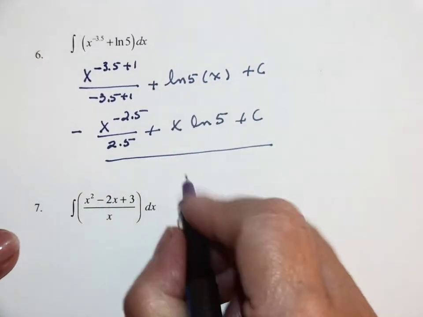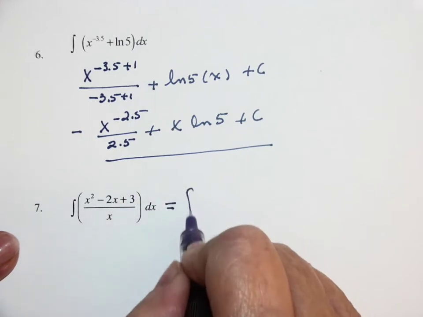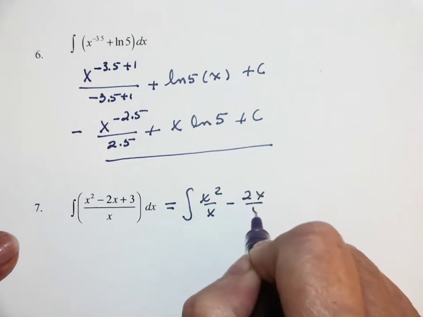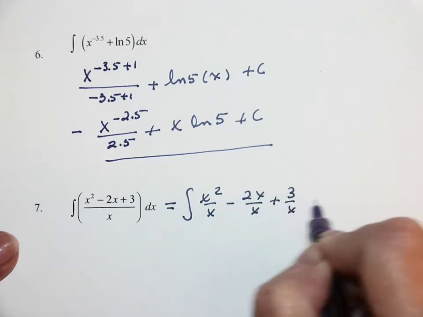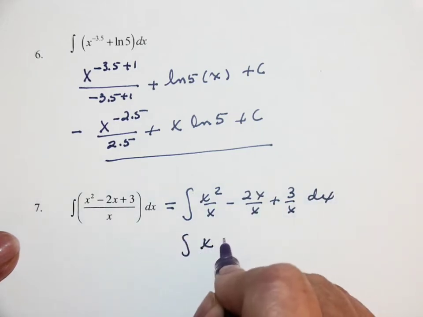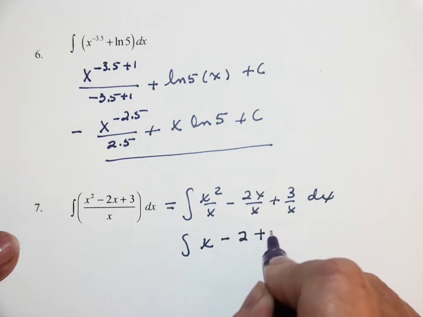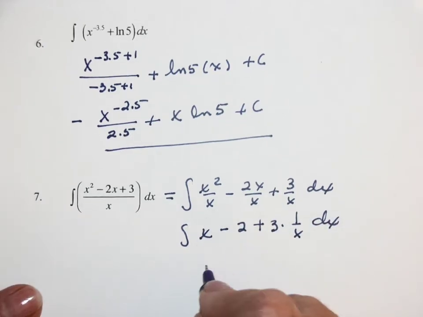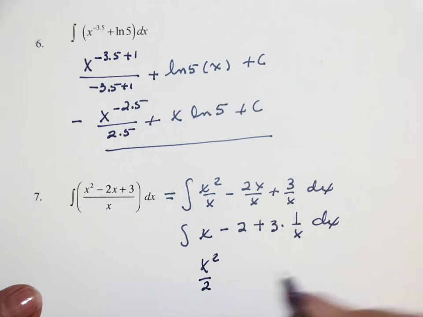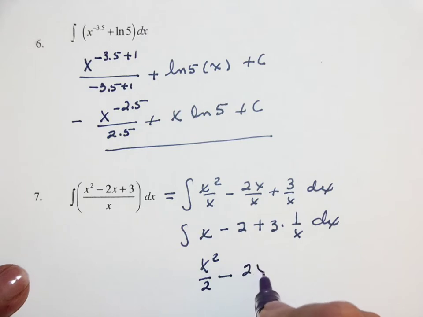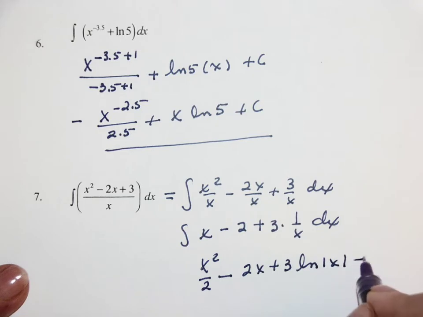On this one, you need to use the division property. So monomial division, this is the integral of x squared over x minus 2x over x plus 3 over x dx, which is the integral of x minus 2 plus 3 times 1 over x dx. This is x squared divided by 2, so x to the 1 plus 1 over 1 plus 1 minus 2x plus 3. 1 over x is natural log of the absolute value of x plus c.